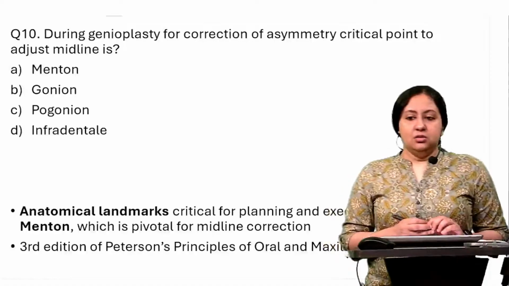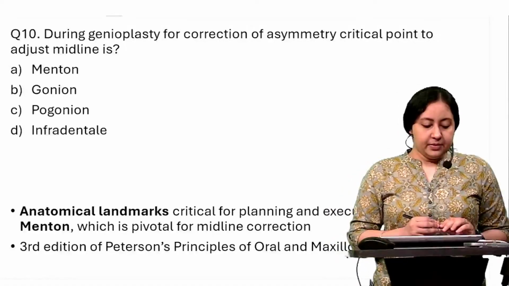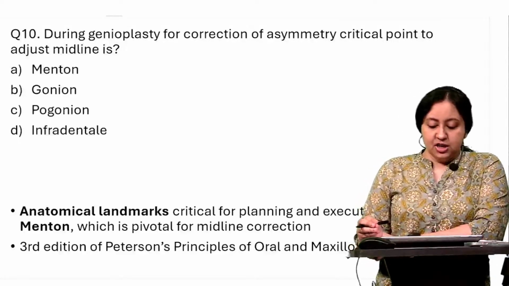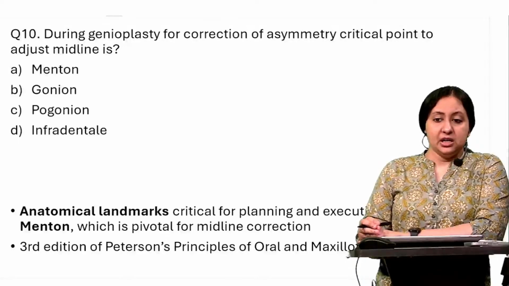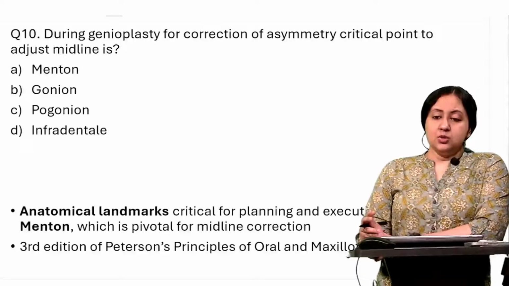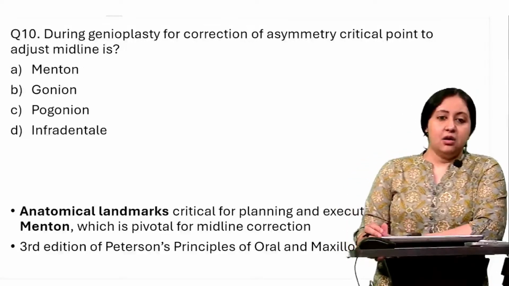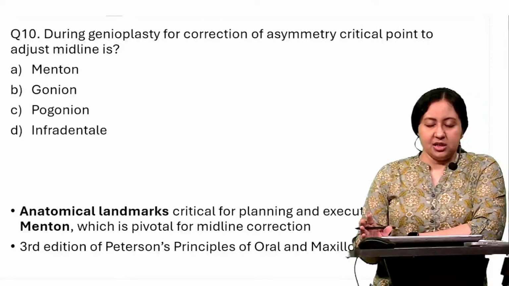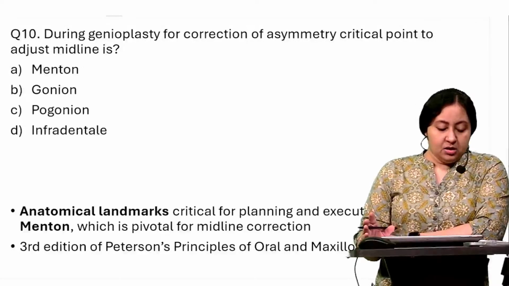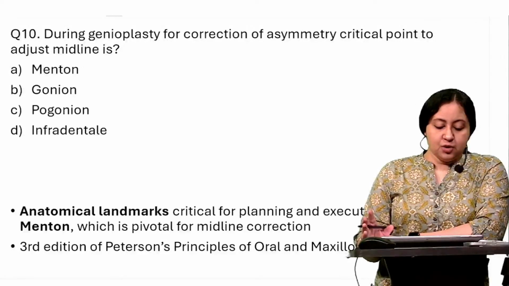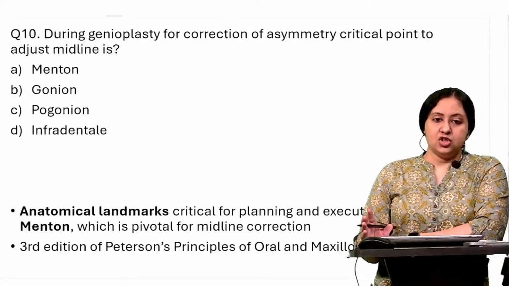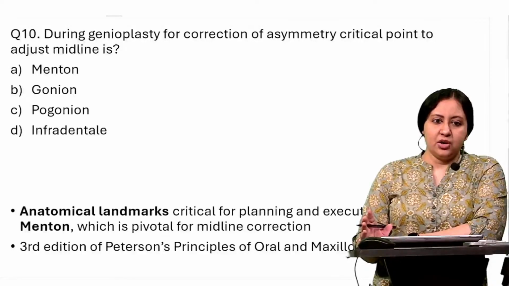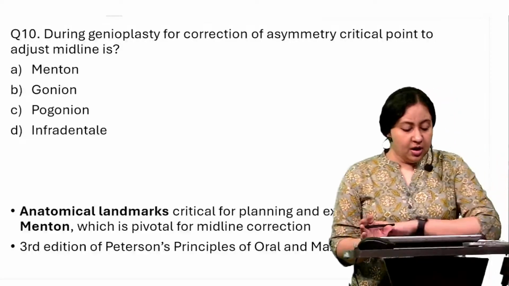Coming to the next question, question number 10. During genioplasty for correction of asymmetry, the critical point to adjust midline is. This was a difficult question. This is again a postgraduate level question. I'll just explain very briefly, you don't need to go into details. I'll read out the question again. It says, during genioplasty for correction of asymmetry, the critical point to adjust midline is: A. Menton, B. Gonion, C. Pogonion, D. Infradental.